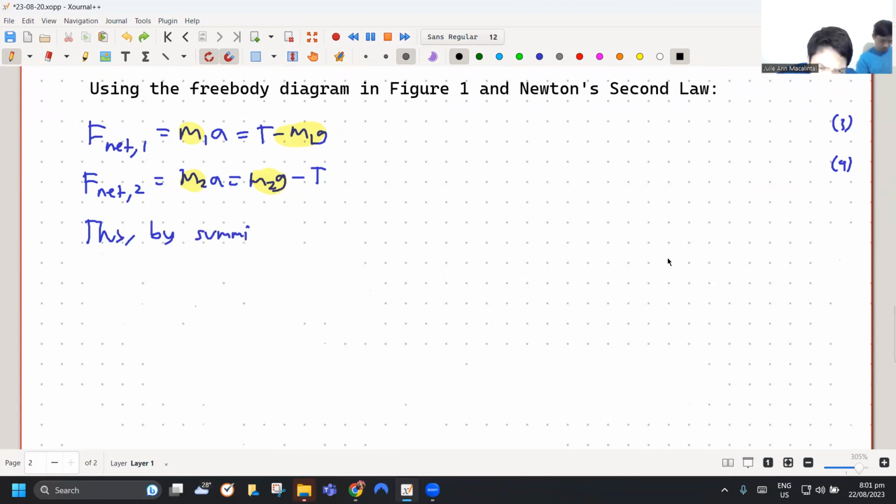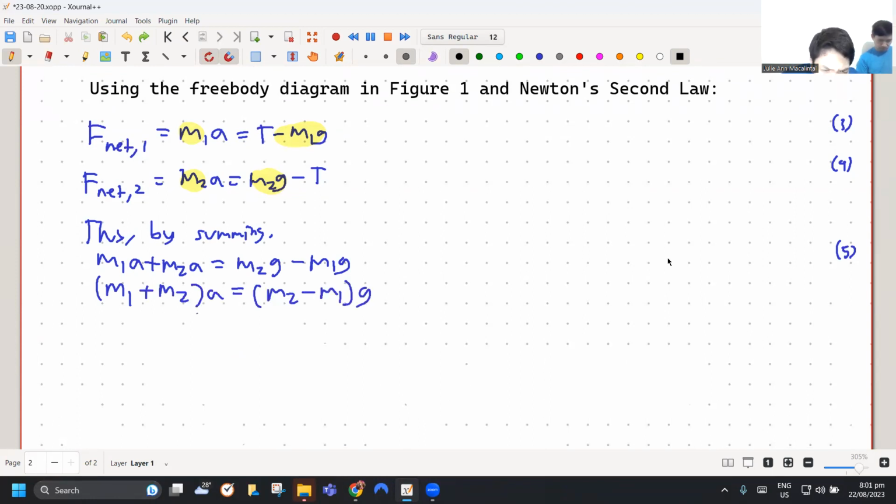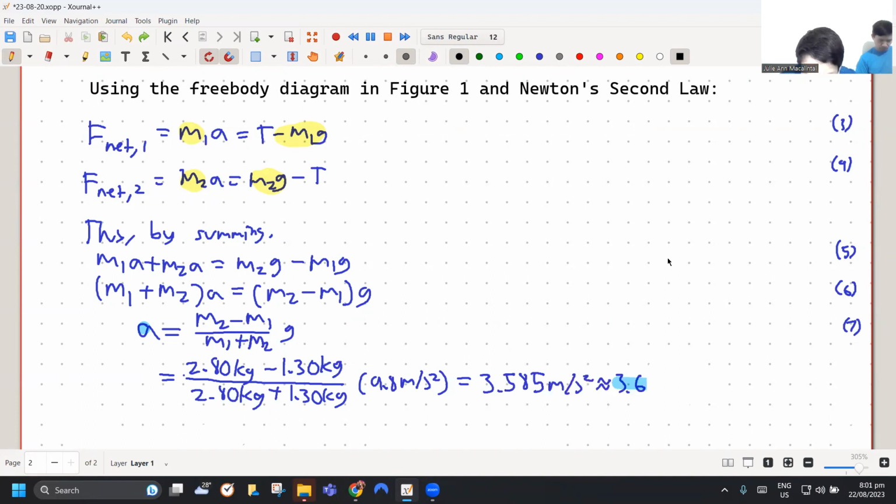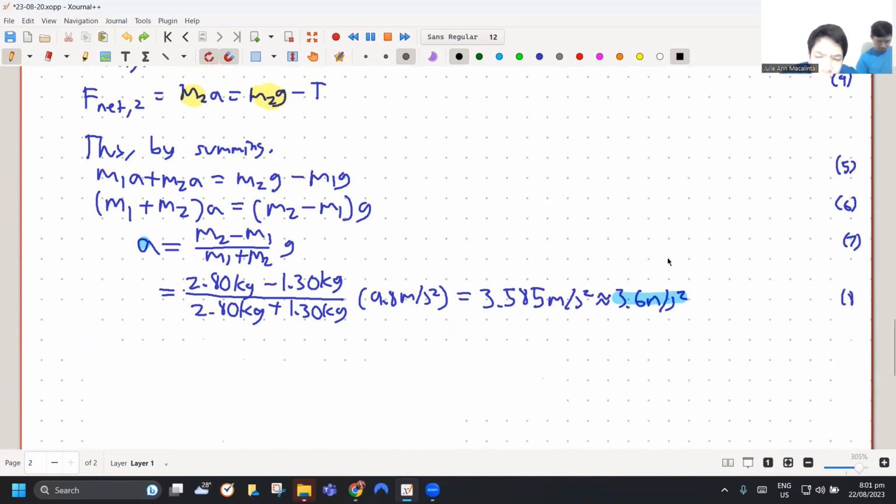So thus, by summing both of the equations, m1a plus m2a is equal to m2g minus m1g. Okay, simple. T was cancelled because it's not necessary. (m1 plus m2)a is equal to (m2 minus m1)g, and then simplifying it, we can isolate a. Now, using the values provided in the problem, we can evaluate a. That is 3.585 meters per second squared, or 3.6 meters per second squared.